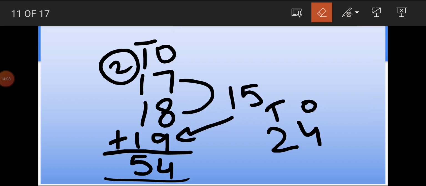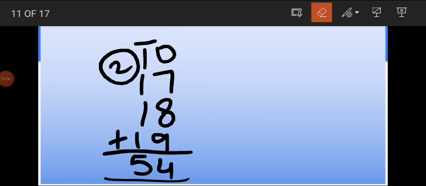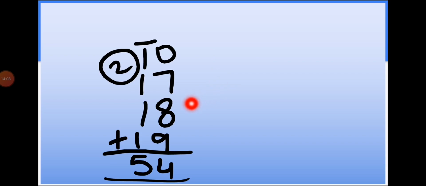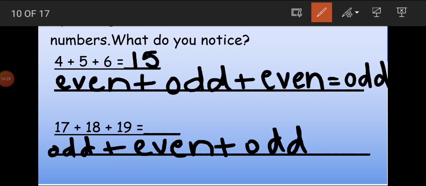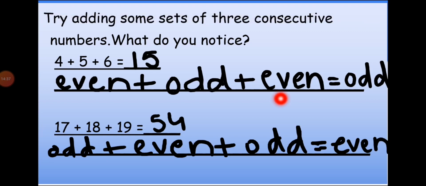So when we add 3 consecutive numbers starting with odd, then even, then odd, we get the number 54. And 54 is an even number because 4 is on the ones place and 4 is a multiple of 2. We can put 4 into equal parts of 2, or into pairs. So the number 54 is our answer and 54 is an even number. So when we add odd, even and odd, 3 consecutive numbers, we get an even number in the answer.